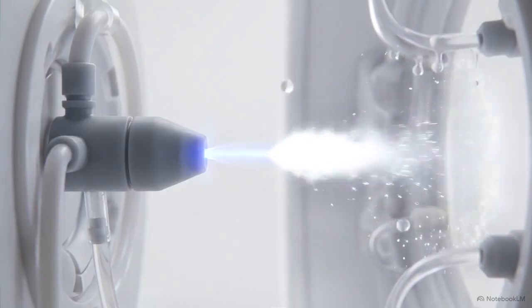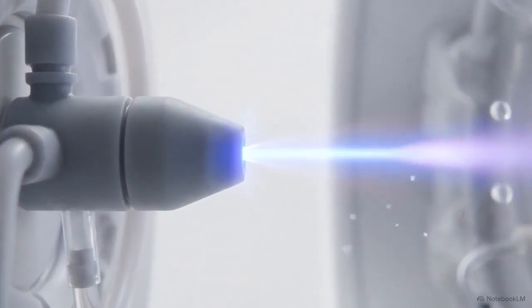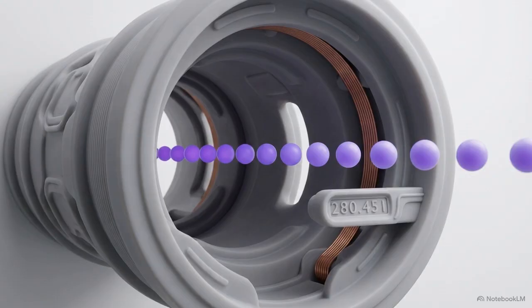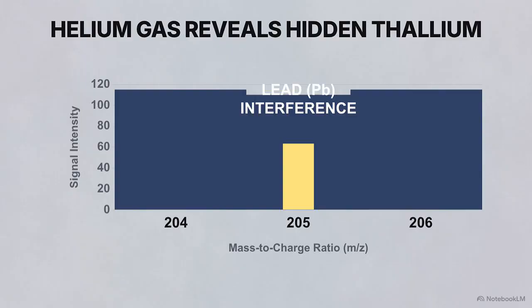This chart shows an analytical vulnerability. Lead is a heavy, adjacent metal. Its signal at markers 204 and 206 completely engulfs the 205 marker where thallium sits. To fix this, pathologists flood a cell with helium gas, filtering out lead crosstalk to reveal the poison.